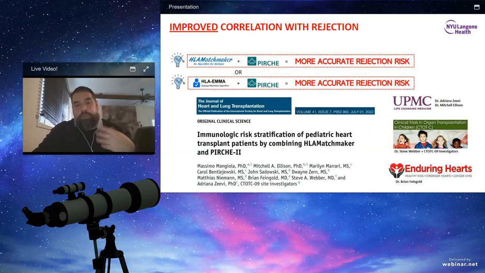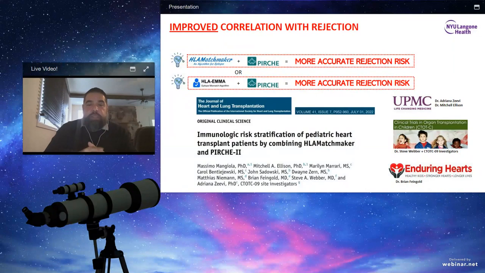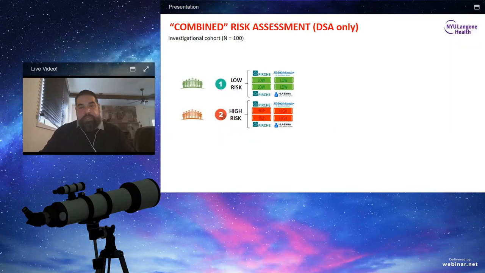So to try to prove that using the two molecular mismatch algorithms together improves the correlation with rejection, we did a study on pediatric heart transplants supported by the CTOTC and the Enduring Hearts teams and the European team with Adrian Z and Dr. Mitchell Ellison. When we look at our population, of course, just like you would expect, we were able to find the low-risk population. That's where the PIRCHE score and the B-cell score, whether it was calculated with HLAMatchmaker or EMMA, were the same. Everything was low. And then, of course, we had the high-risk population where PIRCHE was high and the B cell epitope was high.